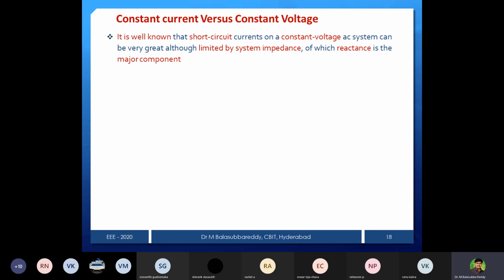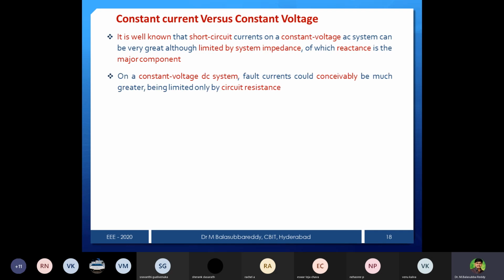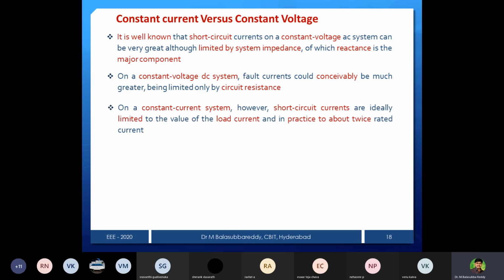If any short circuit occurs, then to avoid the higher currents, that will be limited by the impedance, where the major role is played by the reactance. Constant voltage in the DC system, fault current could be much greater, being limited by any circuit resistance, that is RC1, RC2 are there, no? Whereas in the AC side, that will be limited by the system impedance, in the DC side, that will be limited by the circuit resistance.